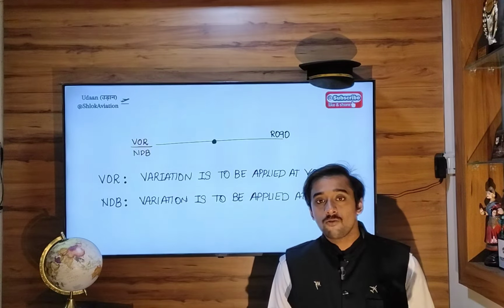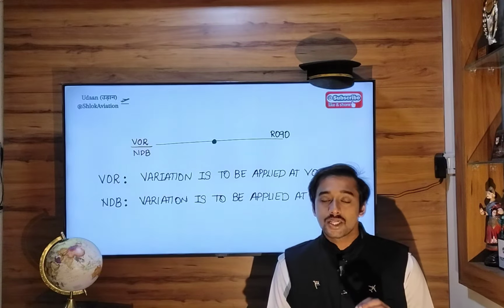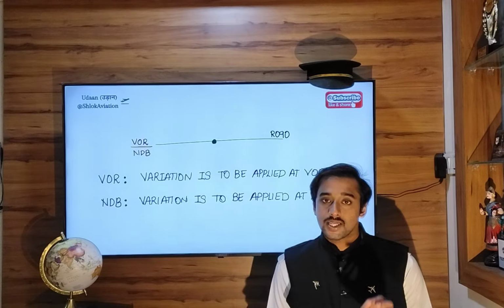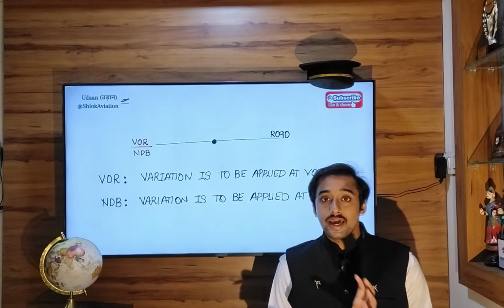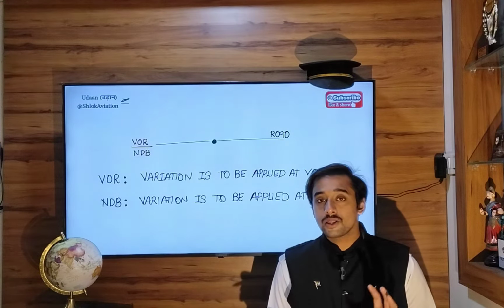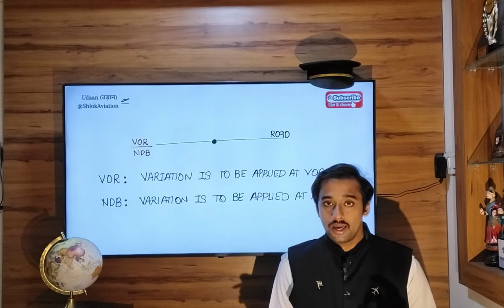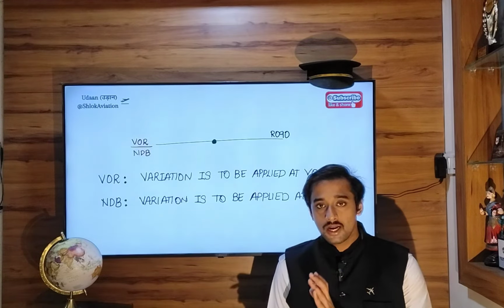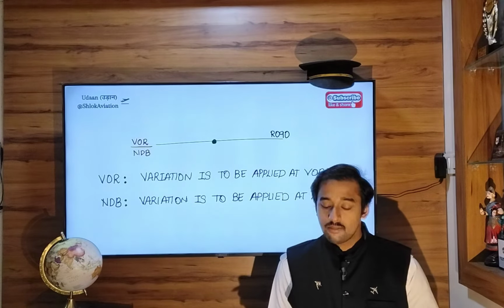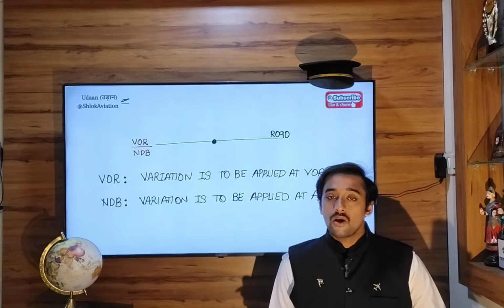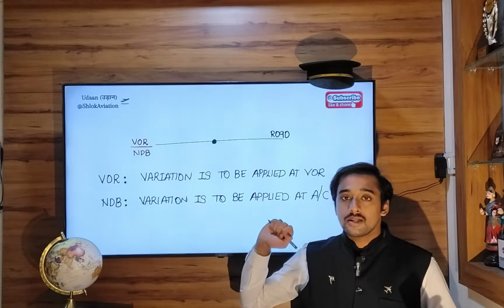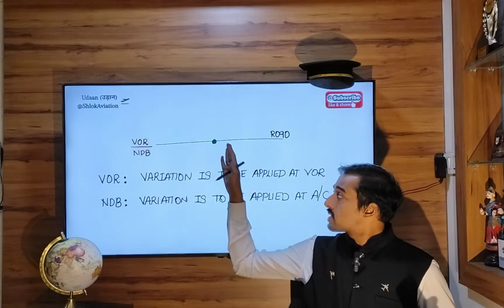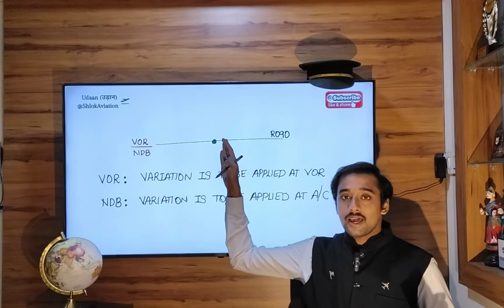Now the direction from where that signal is coming is determined by the aircraft receiver, the sense aerial and loop aerial. So that thing happens at the aircraft, not on the ground at the NDB station. That's why in case of VOR apply variation at VOR station. In case of NDB apply the variation at aircraft. Now aircraft will not remain stationary at one position. It can fly outbound like this, it can fly inbound.